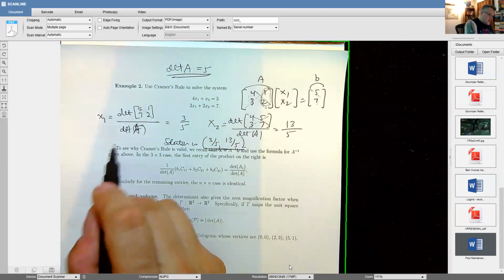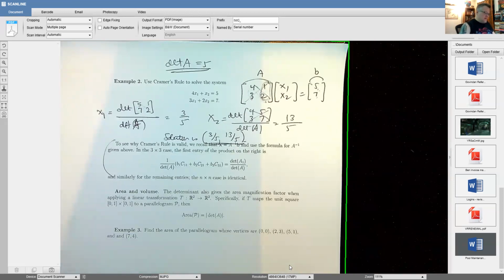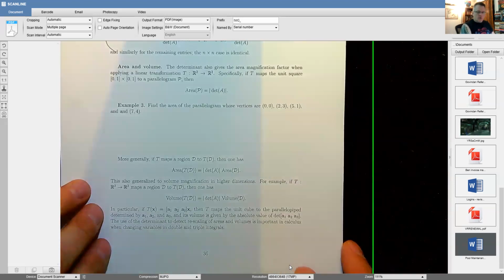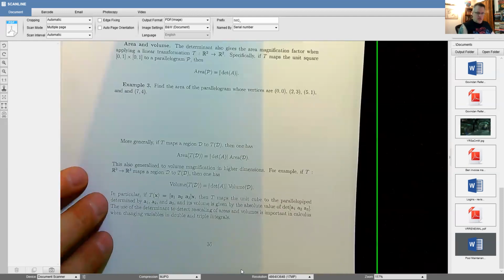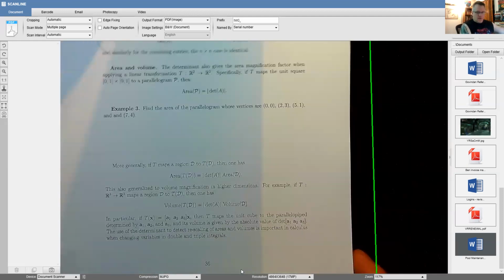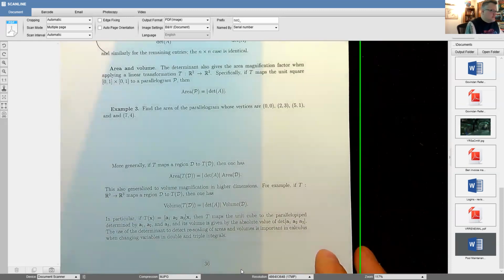And this I already talked about, right? So that's the justification as to why Cramer's rule works. Another example. The next two are really examples that arise in calculus, especially when you're changing variables in double and triple integrals. So that's the primary place that they arise.